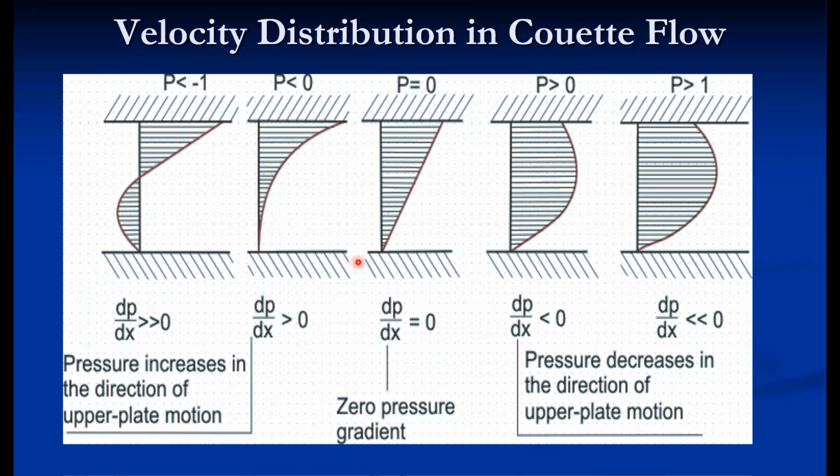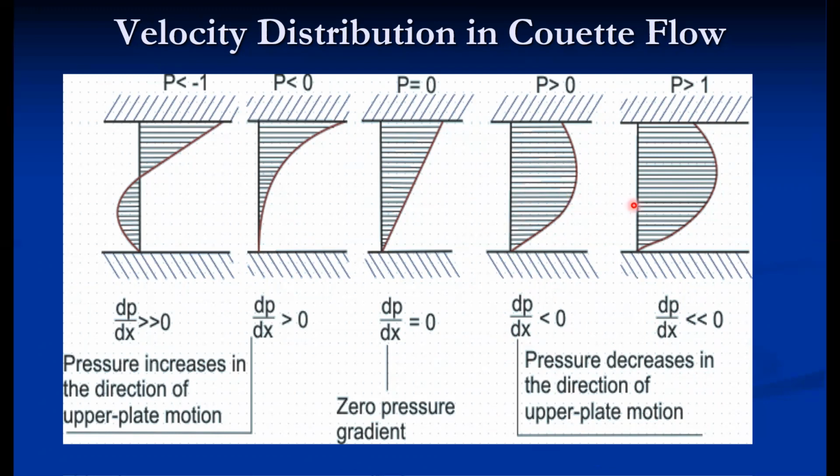Still it is acceptable. If ∂P/∂x is 0, then the velocity varies linearly with y. This is P equal to 0. And if it is a negative pressure gradient, that is, if it is less than 0, then this is the profile, which is slightly a parabola. If it is increased further, it may exceed the plate velocity. So this is the plate velocity. So pressure decreases in the direction of the upper plate.